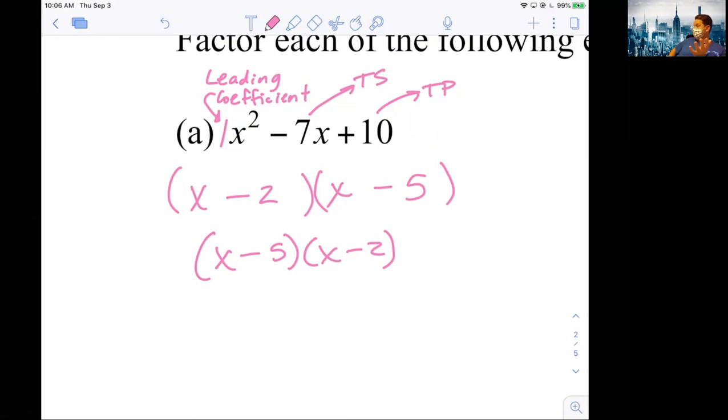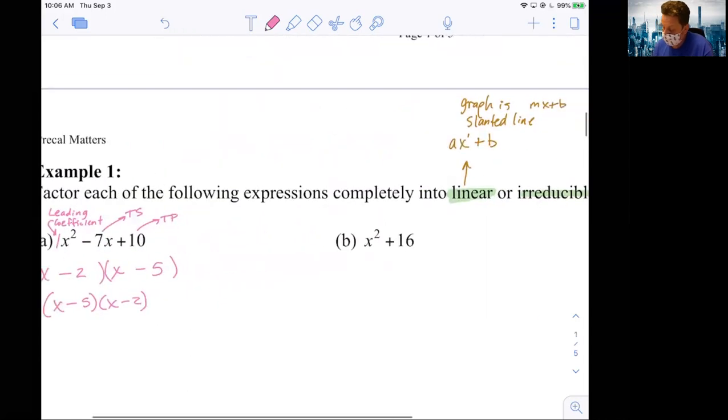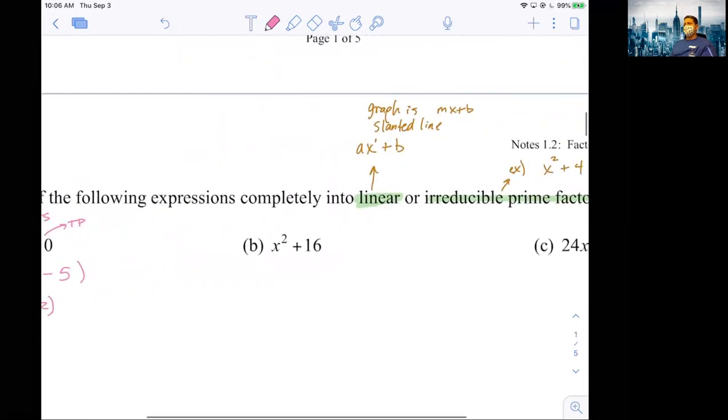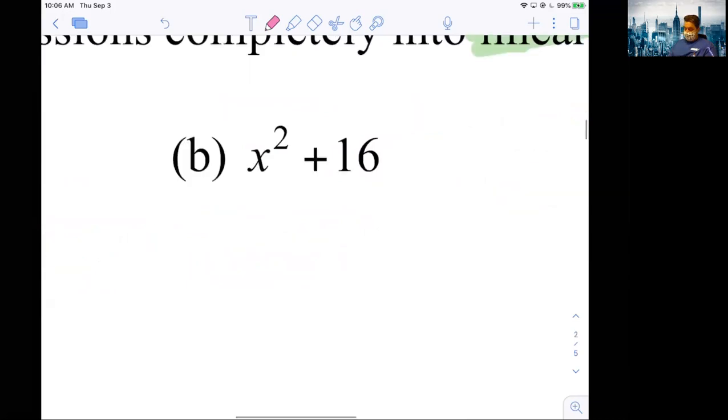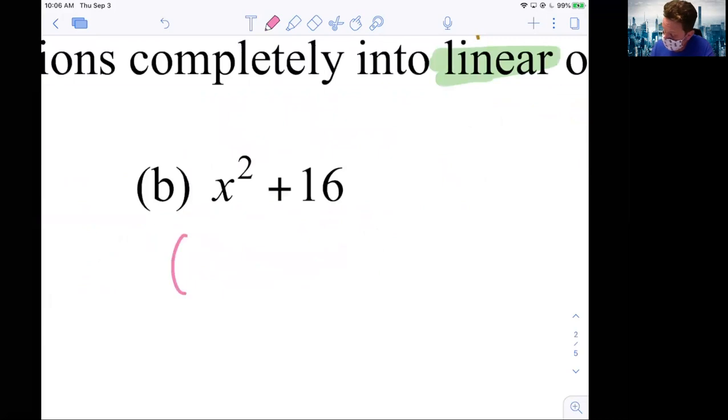All right, so that was pretty easy, right? Yeah, that's pretty easy. They don't get much easier than that, okay? So let's look at letter B. This is a quadratic, degree 2, binomial, right? 2 terms, okay? So does this factor? What would it factor into? x plus 4, x minus 4, okay?